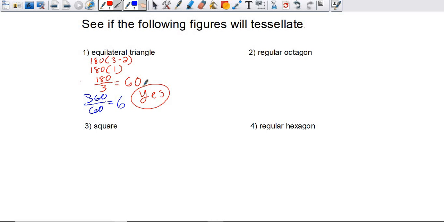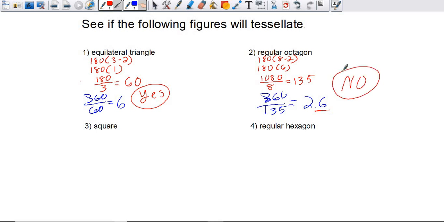So for number 2, a regular octagon. So we take 180 times 8 minus 2, because an octagon has 8 sides. 180 times 6. When we do 180 times 6, we get 1080. All right, so now to figure out how many degrees each angle is, we take that and divide by the number of sides, which is 8, and we get 135. So to figure out if it'll tessellate, we take 360, divide by 135. When we do that, we get 2.6. You'll notice it has a decimal, therefore we know it will not tessellate.